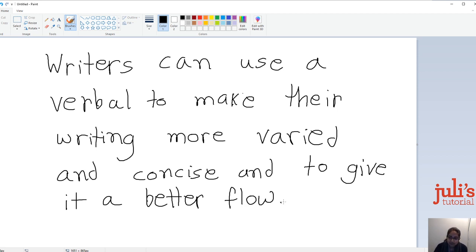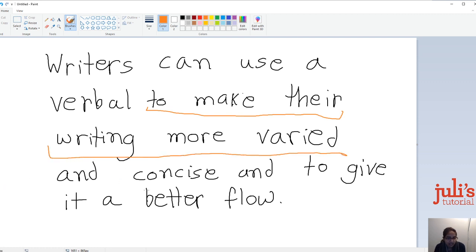So this is the reason why we would spend the last entire hour of this class doing this. Writers can use a verbal to make their writing more varied. So to make, this is an infinitive one. We are writing more varied, as in different types of style, concise, short and simple, and giving it a better flow. And these three things make writing better.